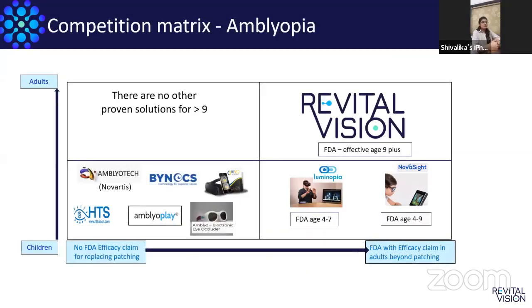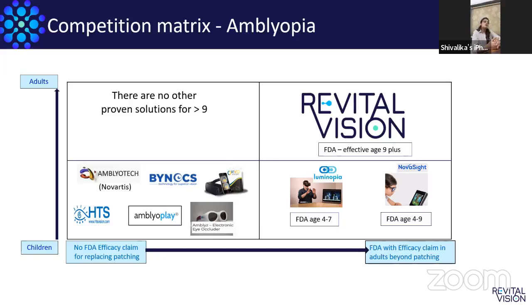Let's look at what are the options available for amblyopia beyond what you're already doing and how those treatments are known to be more effective or not effective in this particular area. We understand for children, there are different types of therapies or treatments that are available currently and that we are giving to the patient. And most of the children might have undergone these therapies and you would have seen good results also. For example, Amblyotech, HTS, as we've been using this since a long time to replace any other kind of therapies, and electronic eye occluders also.